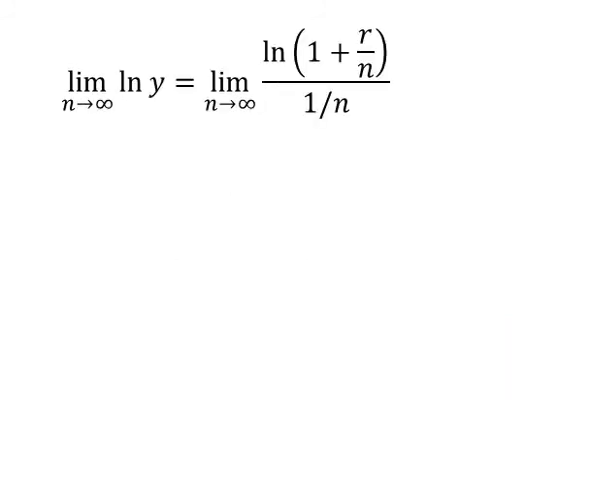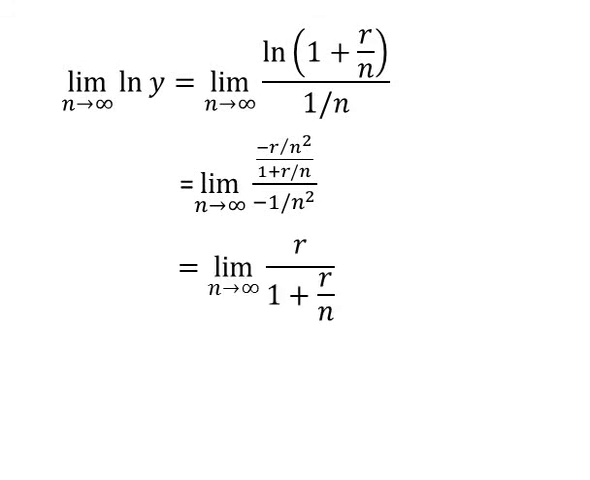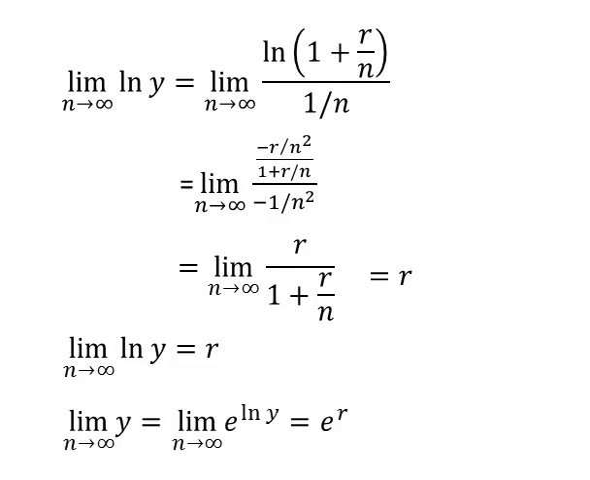Apply L'Hopital's. This simplifies to r over 1 plus r over n. As n goes to infinity, the r over n in the denominator goes to 0, so the whole expression goes to r. We just found that the limit of the log of y is r. So the limit of y, which equals e to the log of y, is e to the r.